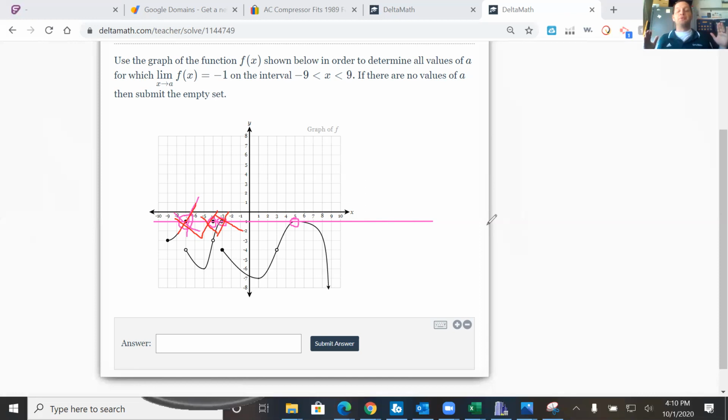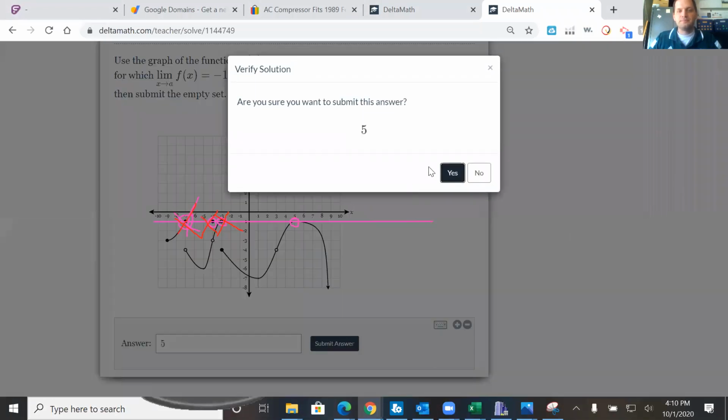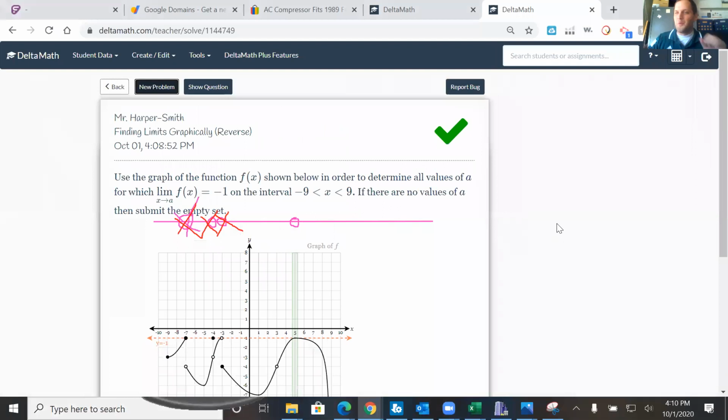At 5, though, it appears that from both sides it's coming up, and it's going to approach -1. So the limit will be -1 from both sides. So the only answer here would be +5. Yes, we want to submit that answer. That's the limit. Way to go.